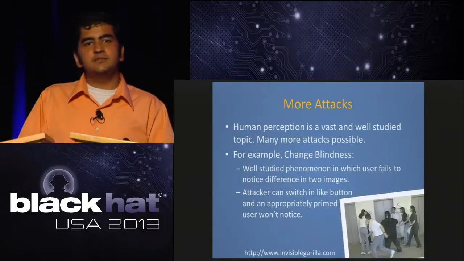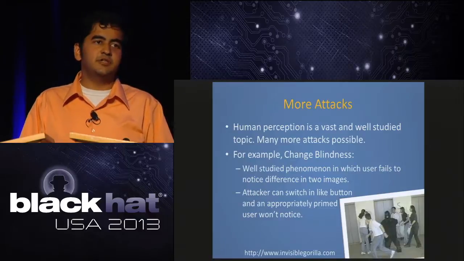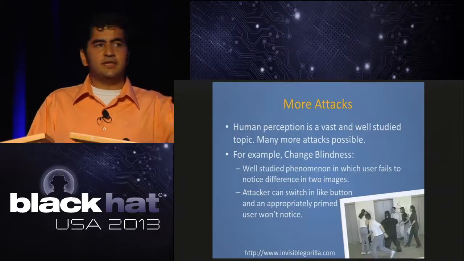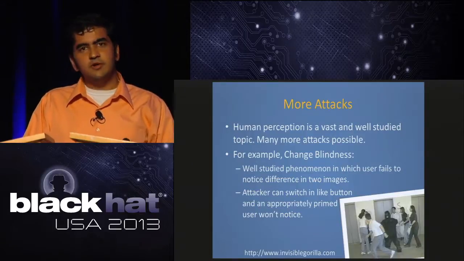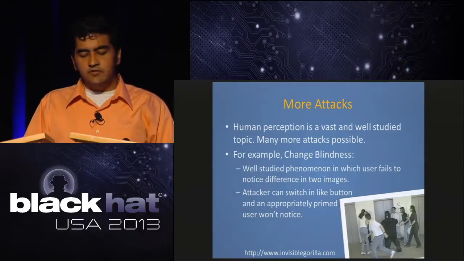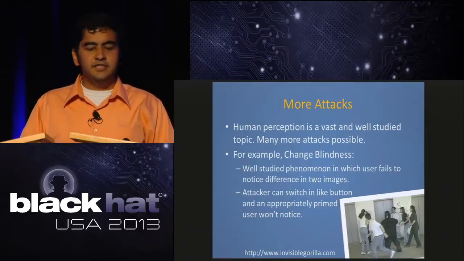And finally, human perception is a lot more complicated. We did very simple stuff. We had a neuroscientist in our team, so he helped us out a lot. But human perception is a very vast and well-studied topic, maybe for 100 years. And so many more attacks are possible. For example, a very famous experiment is the change blindness experiment, where you just fail to notice stuff happening in a scene that you're looking at.